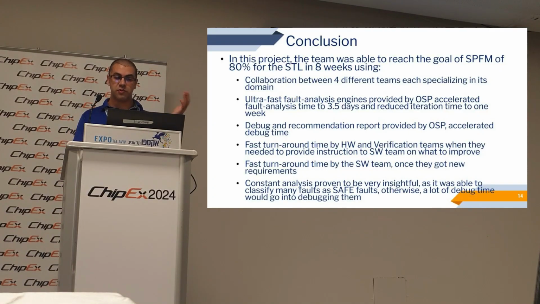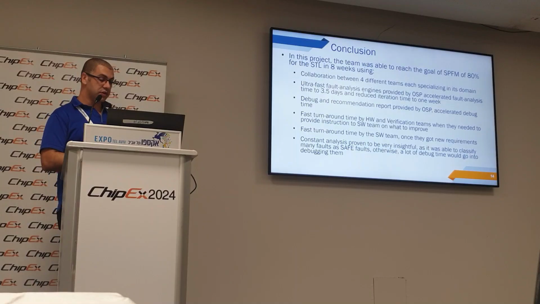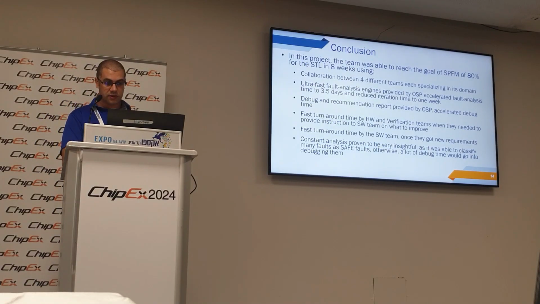So it needed a collaboration between 4 different teams. It needed an ultra-fast analysis engine. It needed debug and recommendations that were actually given by the tools. It needed fast turnaround time by the hardware and verification teams, and of course the software team. The verification team will give requirements to the software team, and the software team will give a new updated software. We saw the importance of constant analysis in this scenario.